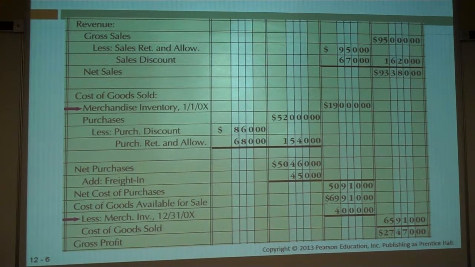If we take our beginning merchandise inventory and add our net cost of purchases, that gives us the term called cost of goods available for sale. That's what we had available to sell to our customers. When we subtract our ending merchandise inventory, the 1231, that gives us our total cost of goods sold.